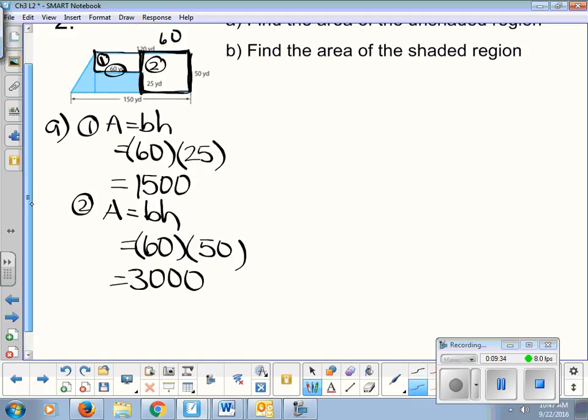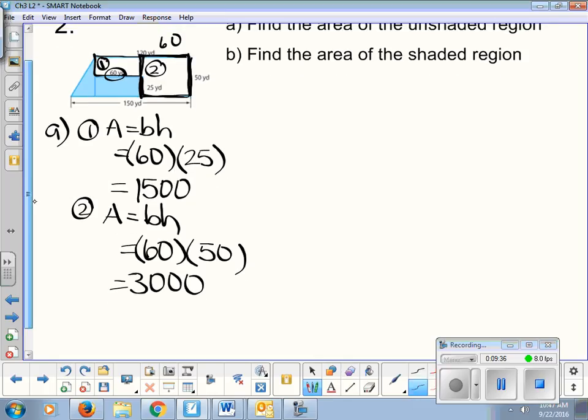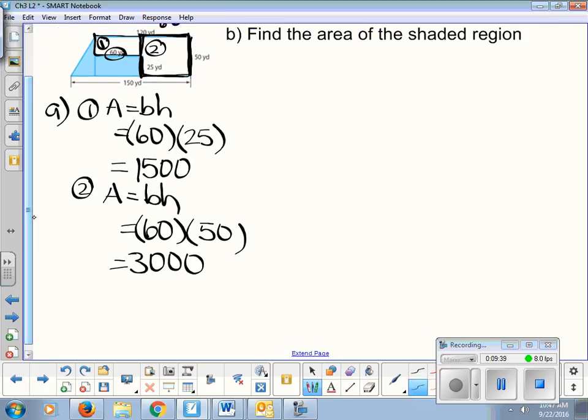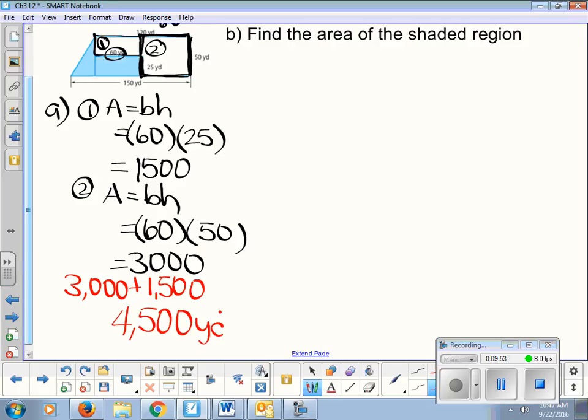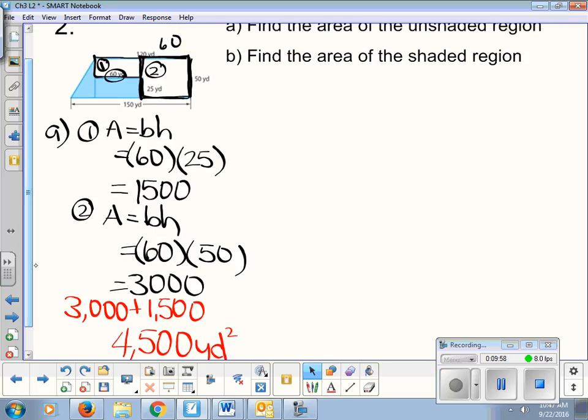And what would be our last step to find the area of the unshaded region? Add those 2 together, and 3,000 plus 1,500 gives us 4,500, and what's our units? Yards squared.